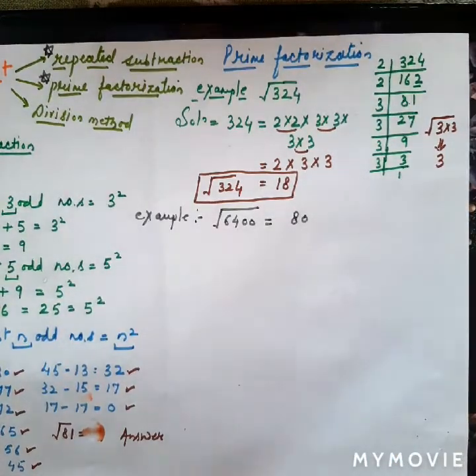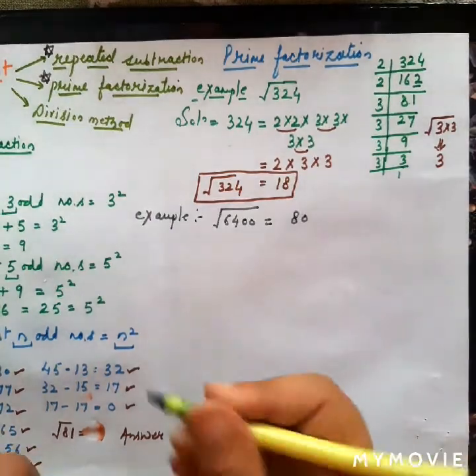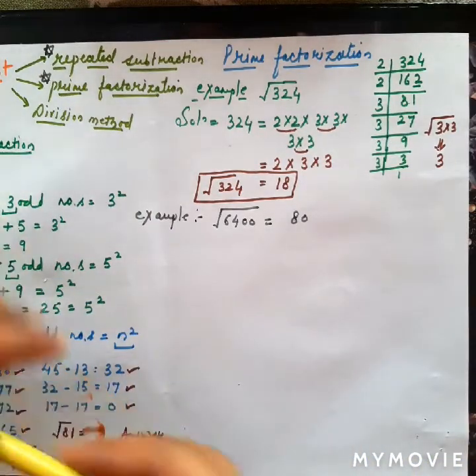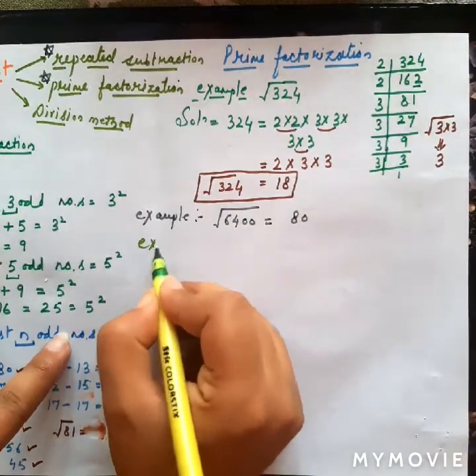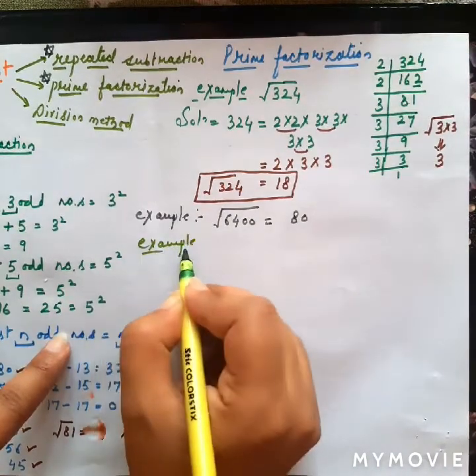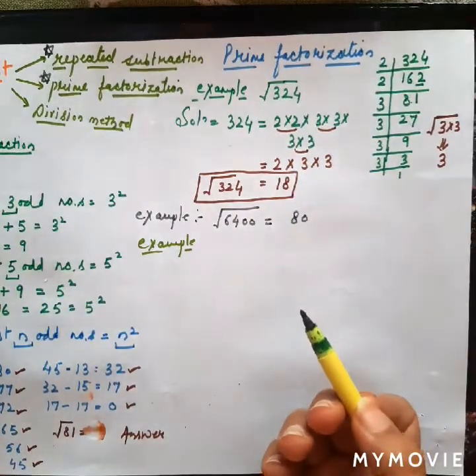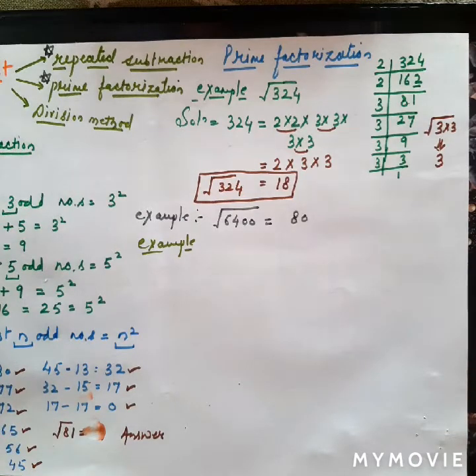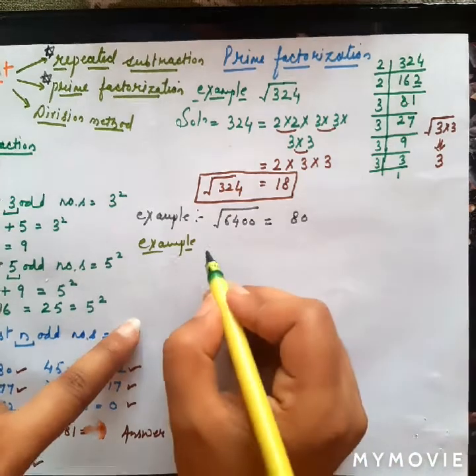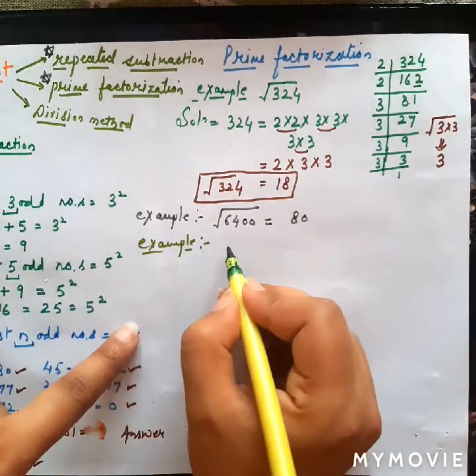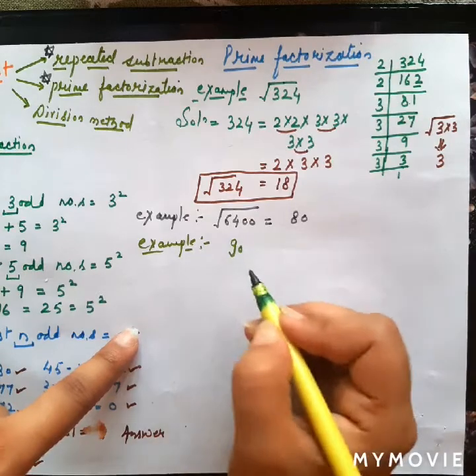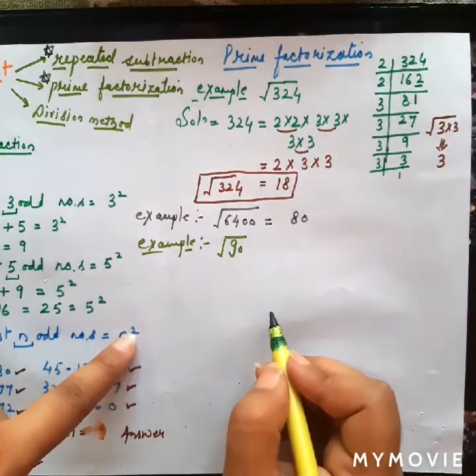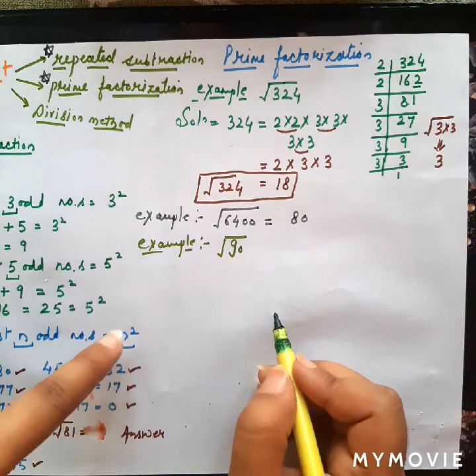And let us take another simple example. The numbers that I have taken till now were perfect squares. In case you find a non-perfect square, which cannot give us the square root of the number properly, I will explain this with an example. Let us take 90. This is not a perfect square, so our job here is to find whether this is a perfect square or not.